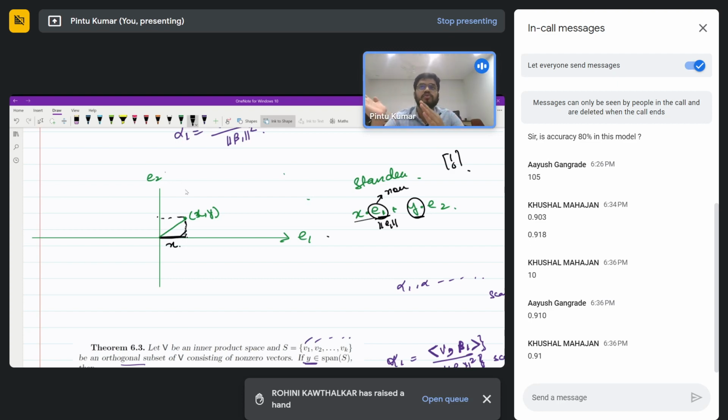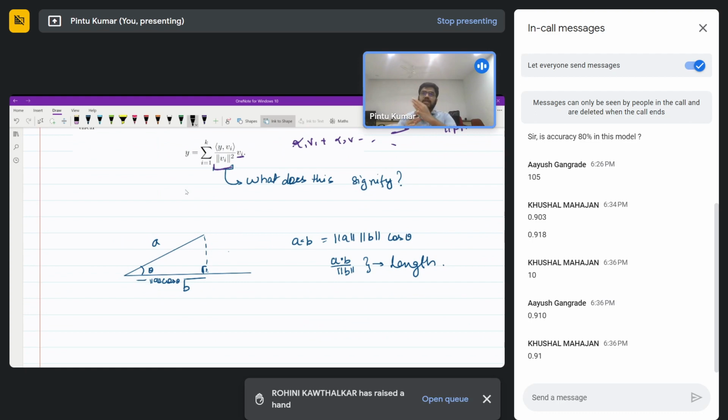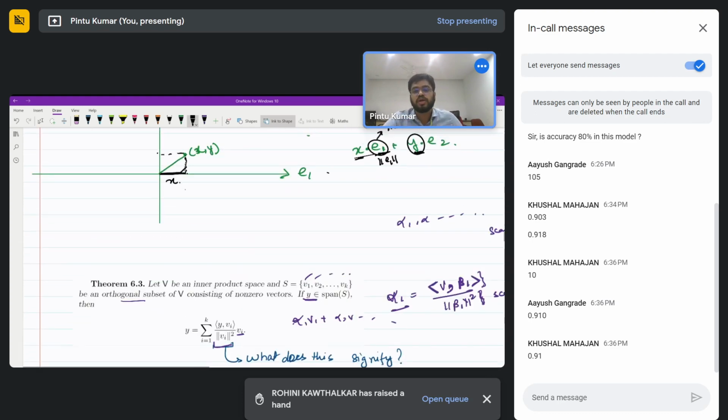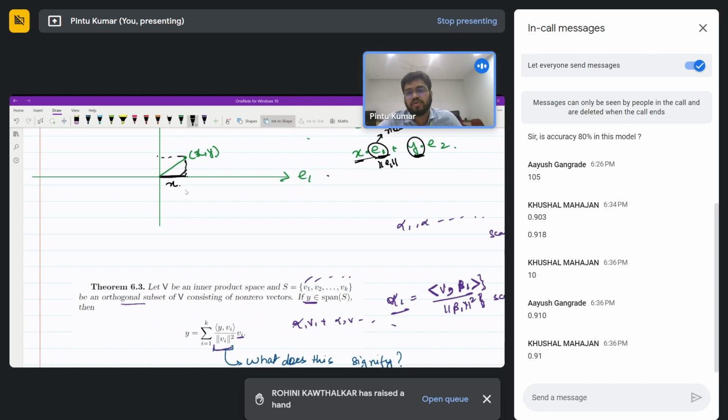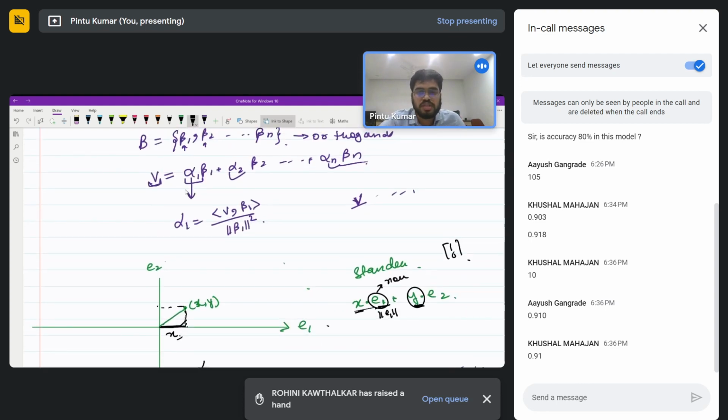Because your E1 and E2 were orthogonal and unit vectors, you were able to write it very cleanly, right? So whenever you have orthogonal vectors, you can take the projection of your vector onto an orthogonal vector, and that would be your coefficient. For example, if you had some other orthogonal set, then alpha 1, whatever formula I wrote, if you split it a bit, is v dot beta 1, divided by beta 1 norm, into beta 1 norm.